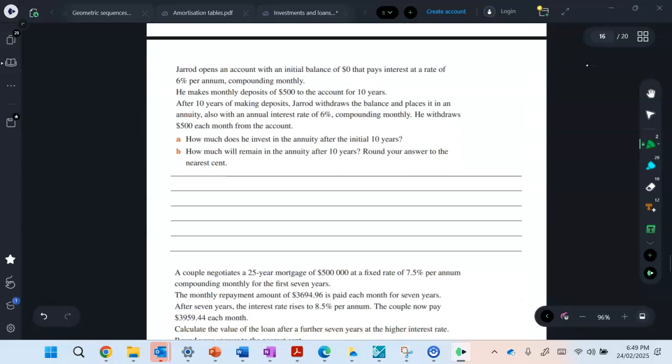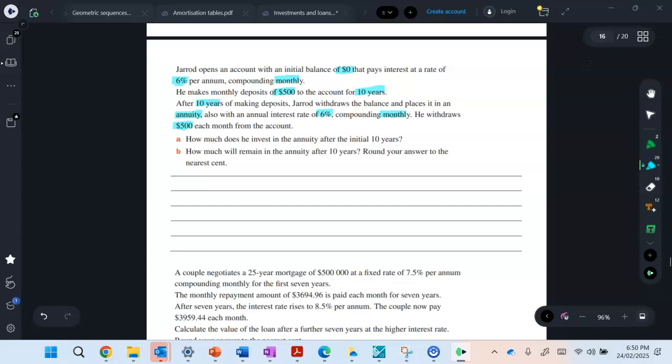Okay, let's have a quick read of this one. Jared opens an account with an initial balance of $0 that pays an interest rate of 6% per annum, compounding monthly. He makes monthly deposits of $500 to the account for 10 years. After 10 years of making deposits, Jared withdraws the balance and places it into an annuity, also with an interest rate of 6% compounding monthly. He withdraws $500 each month from the account. How much does he invest in the annuity after the initial 10 years?